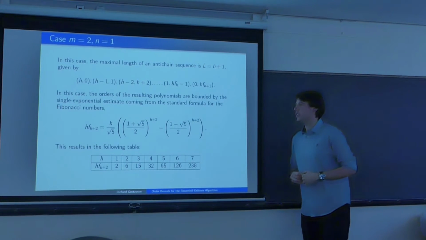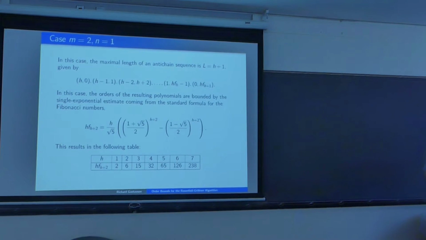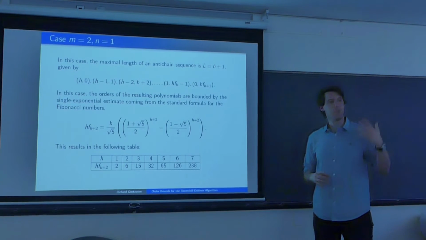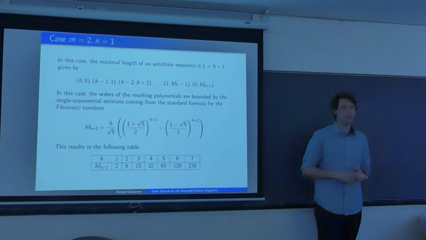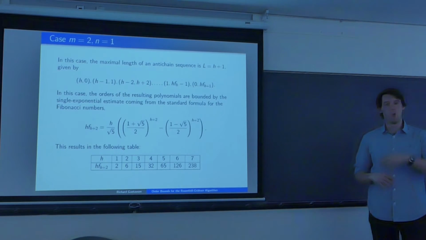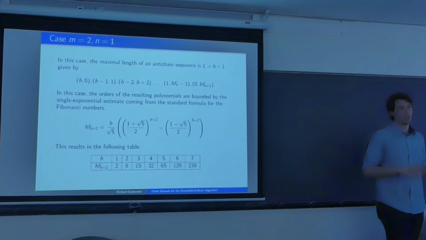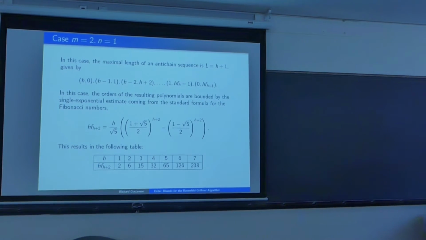So let's look at the case m equals 2 and n equals 1. I should say, in the case m equals 1, so 1 derivation, because we're dealing with an orderly ranking, it turns out that in the Rosenfeld-Gröbner algorithm the orders don't increase. So we don't need to look at that case at all, which is pretty nice actually.